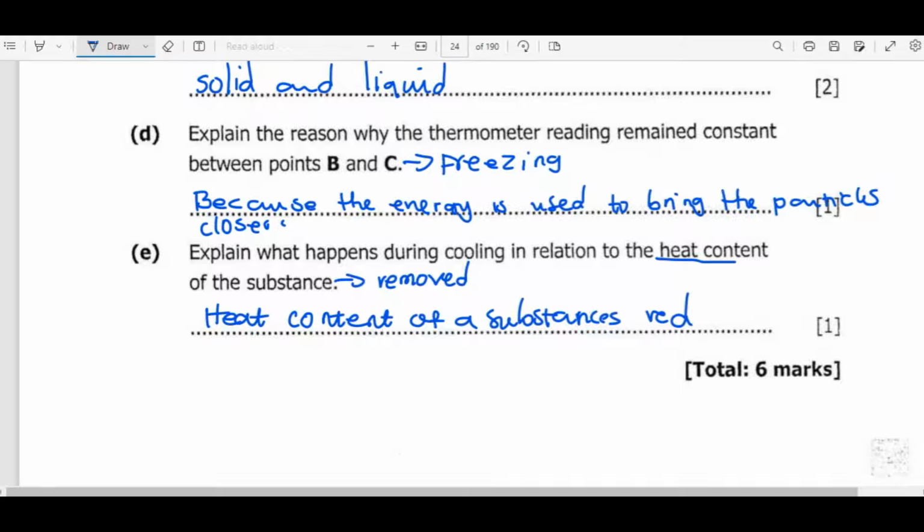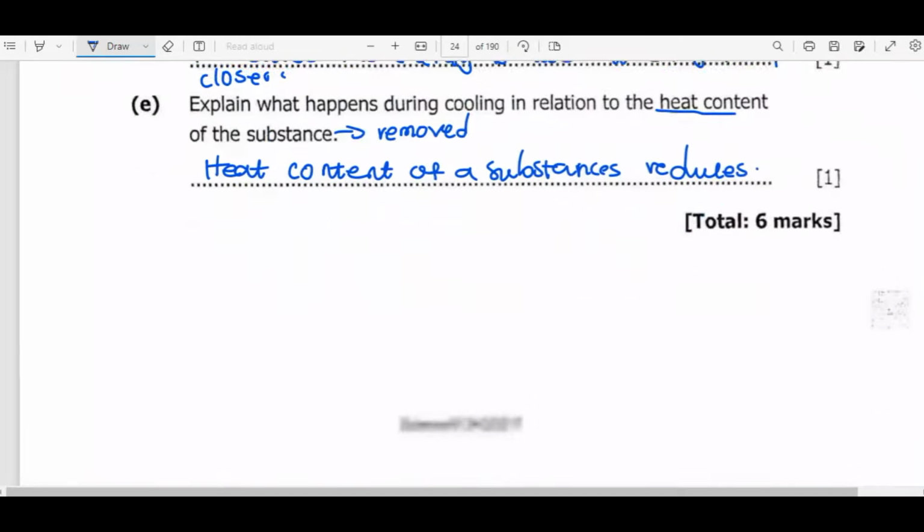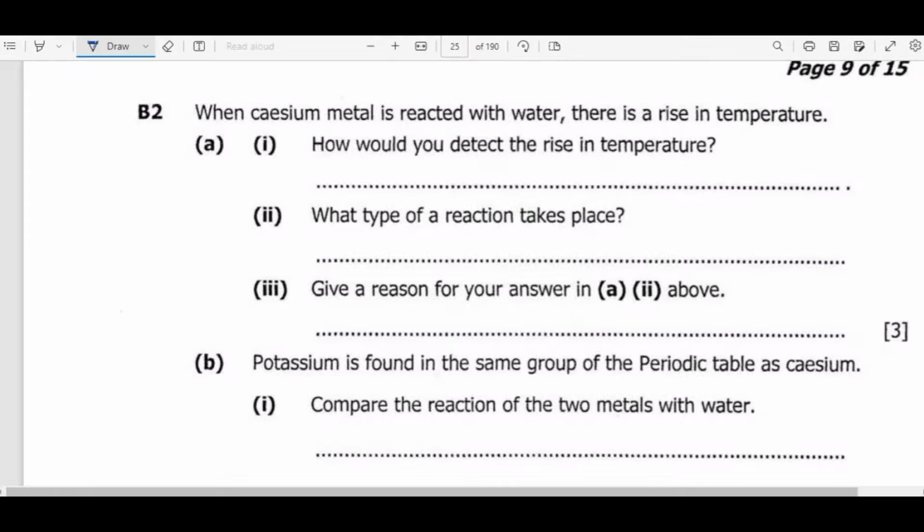So, reduces. That's what we can summarize. We move on to question B2. When a cesium metal is reacted with water, there is a rise in temperature. So whenever we have a rise in temperature, we are dealing with an exothermic reaction. Why do we say exothermic reaction? Because this is the same as heat is given out. That's why we have a rise in temperature.